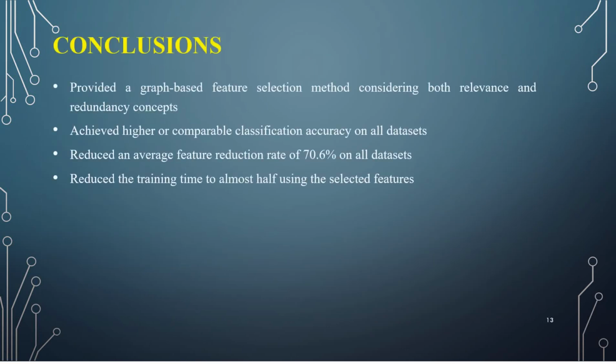In this work, we proposed a graph-based feature selection. Our method reduces the number of features by considering the correlation between features as well as the correlation between features and labels. And it can be used in different applications. We also achieved higher or comparable classification accuracy and also reduced an average feature reduction rate of 70.6% on all datasets. In addition, we managed to reduce the training time to almost half using the selected features.